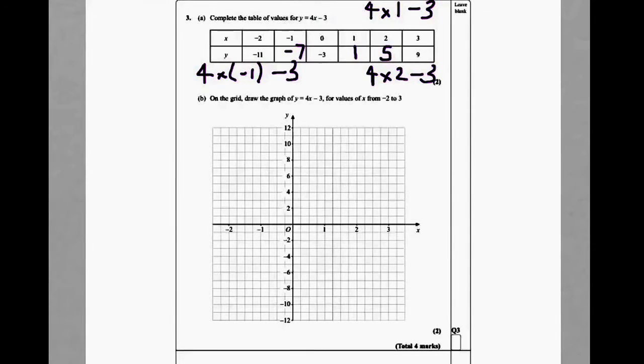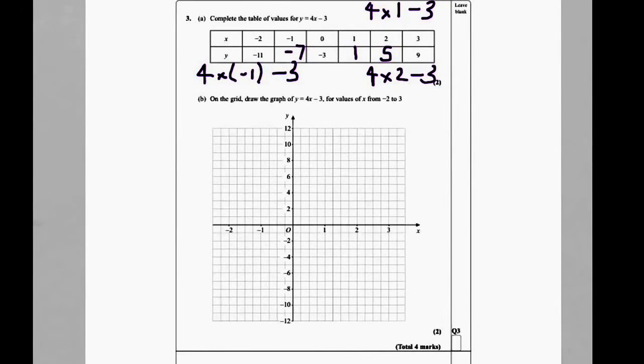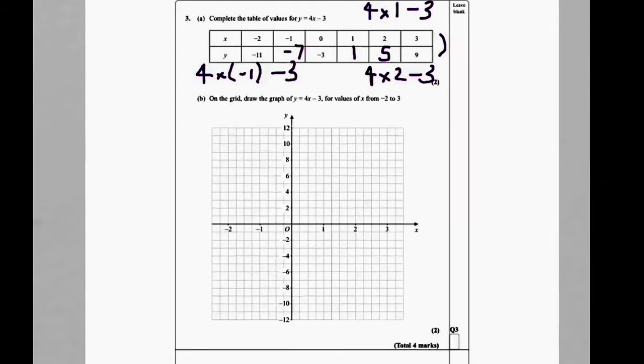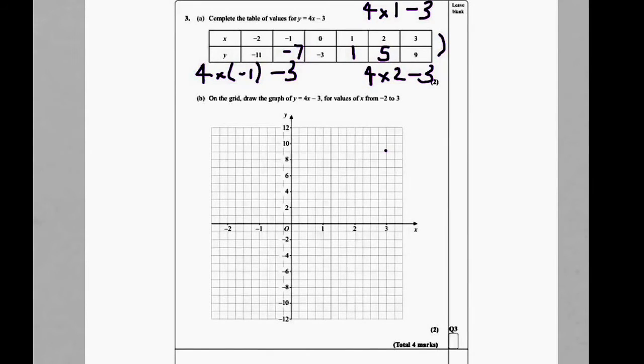All I have to do now is take those coordinates from the table of values. So what I've got here is 3, 9. So I'll plot that first. 3, 9 goes there. 2, 5 goes there. 1, 1 goes there. It's certainly looking good at the moment.